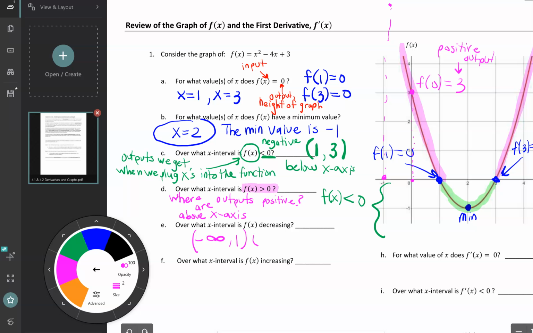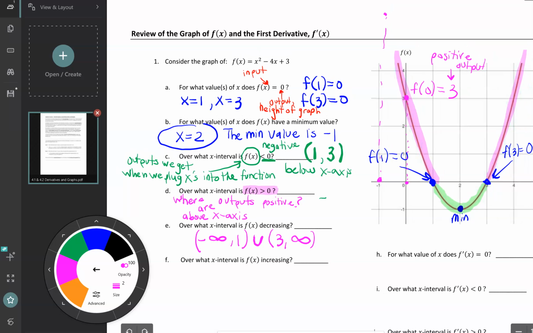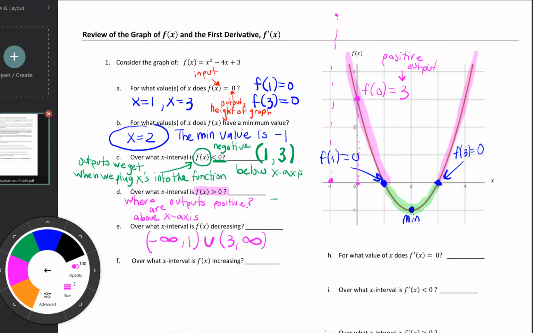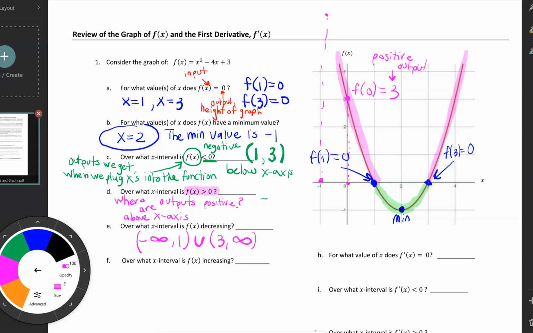Then I have to hop over the negative region and I pick back up at 3. From 3 all the way to infinity, it's going to be, oops, I put that in the wrong spot. Let me switch this over here. Give me 1 second. Sorry, y'all. So this is going to be where the outputs were negative. This is going to be where my outputs are positive. Okay, so I put that answer in the wrong spot.